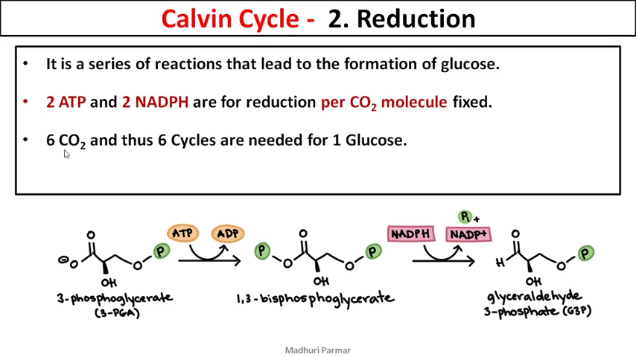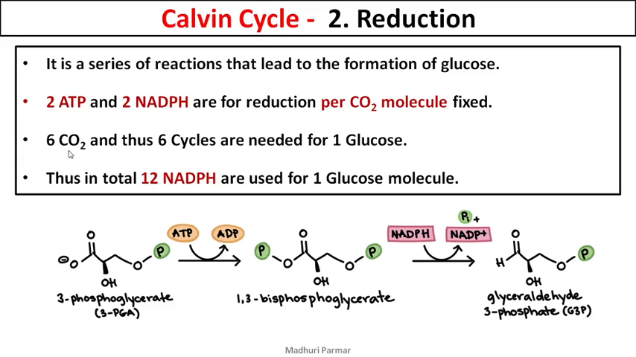So 6 carbon dioxide, 6 cycles are needed for 1 glucose, which means 6 into 2 will give you 12 NADPH and 12 ATP. So in total, for making 1 glucose you require 12 NADPH. Understand this, this is very important. Remember this, for 1 glucose molecule you require 12 NADPH molecules. Fine.